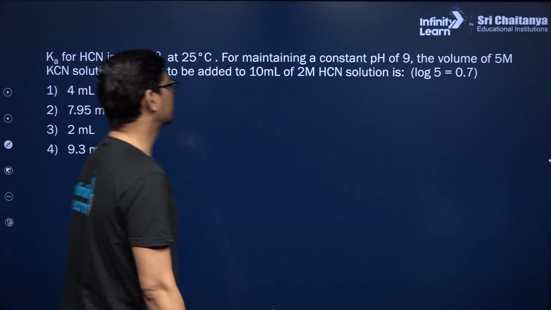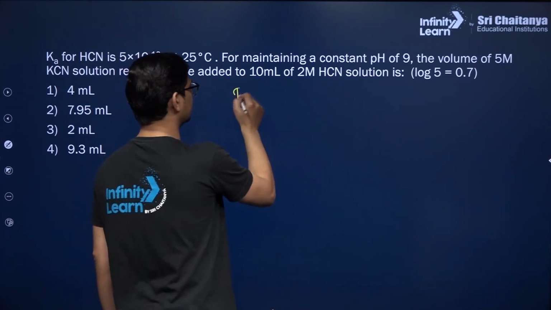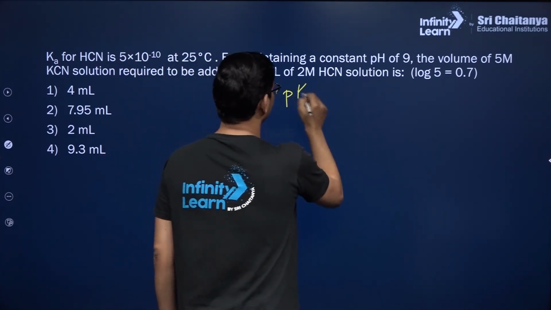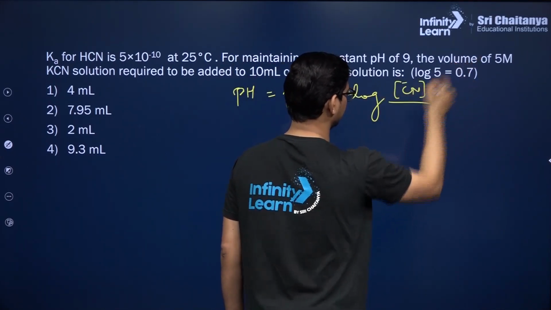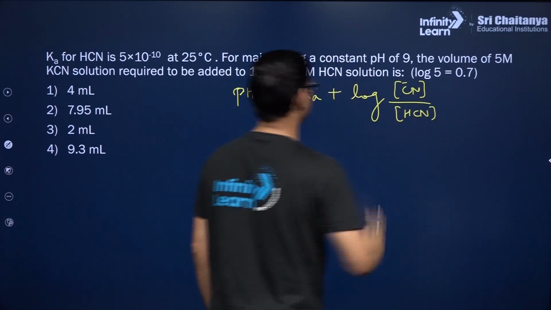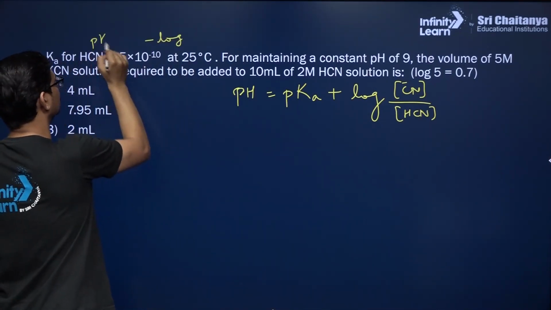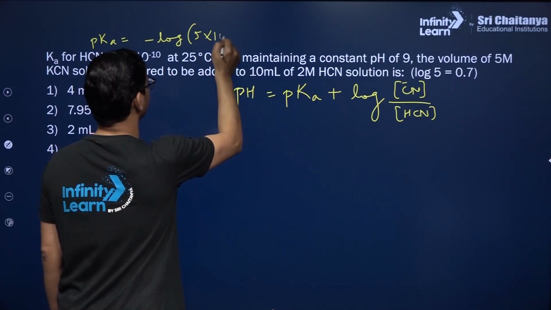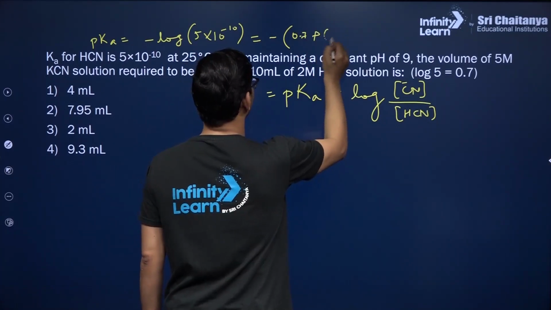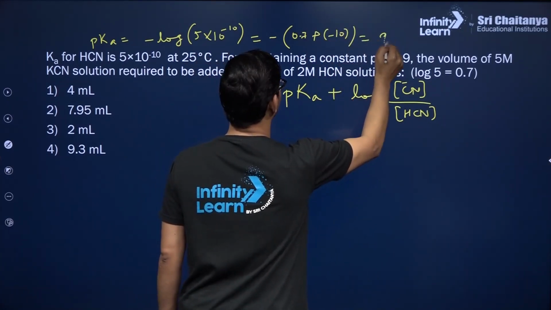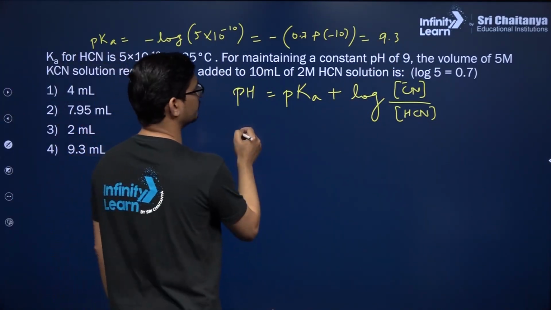K for HCN is this. For maintaining a constant pH of 9, what is the volume of 5 molar KCN solution? So this is based on the Henderson-Hasselbalch equation, that pH is equal to pKa plus log of conjugate base, which is cyanide, comes from KCN, divided by the acid, which is HCN, right? Because K is this, so pK value will be how much? 5 into 10 raised to the power minus 10, right? Log 5 is 0.7 and this will be minus 10. So this will be 9.3, right? You can calculate that pK from here, that will be 9.3, and pH we want to be 9.